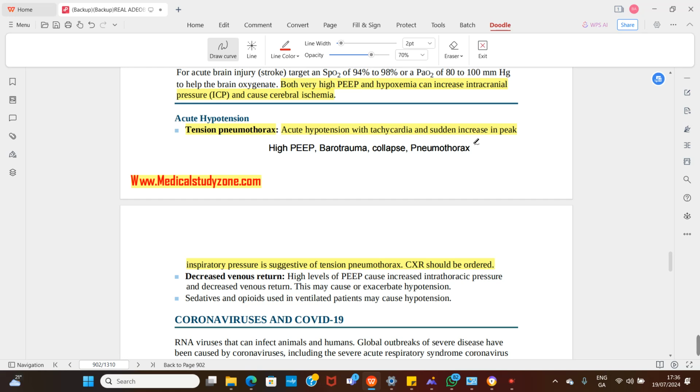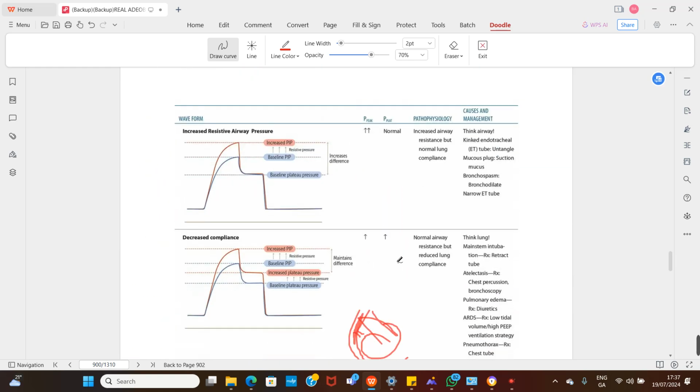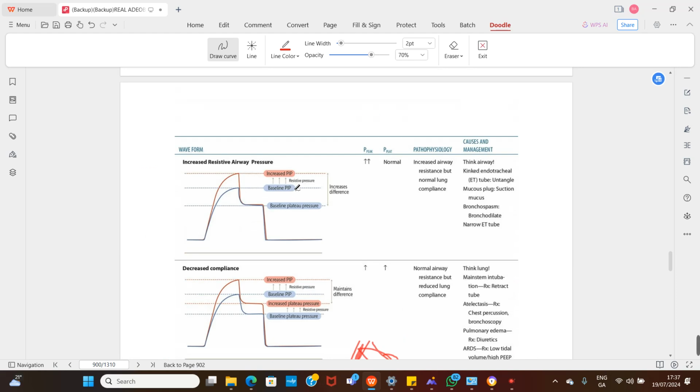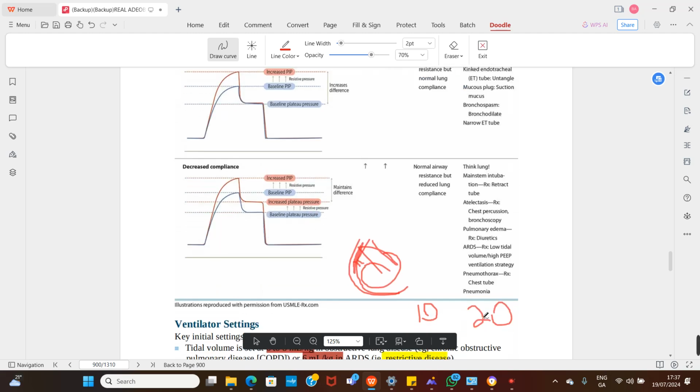So what they are talking about here is that you suddenly see acute hypotension in a patient on a mechanical ventilator. Now, you need to quickly look at the pressure changes in your mechanical ventilator. If you see that there is a sudden peak in your PIP and there is hypotension, think of tension pneumothorax. Why? Out of all the causes of increased PIP without affectation of the plateau pressure, meaning the problem is compliance, it is only pneumothorax that can cause hypotension.